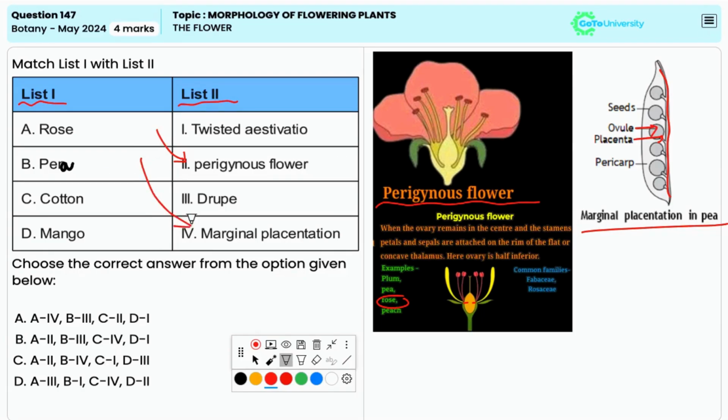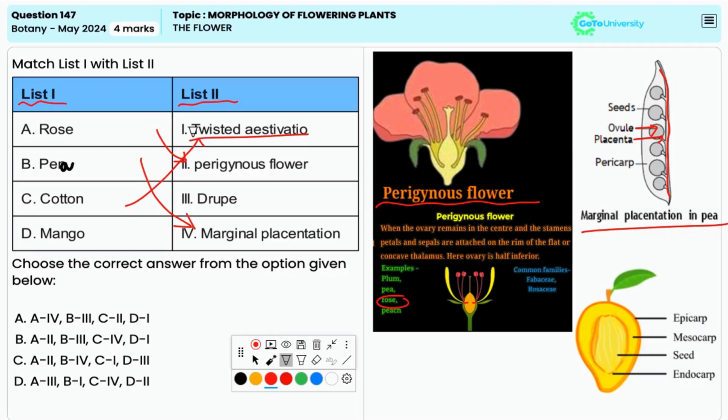Now, cotton exhibits twisted estivation. That is, one margin of a petal overlaps the next petal, and this pattern continues in a spiral manner. Thus, C matches with 1.